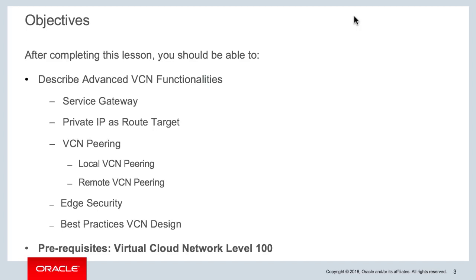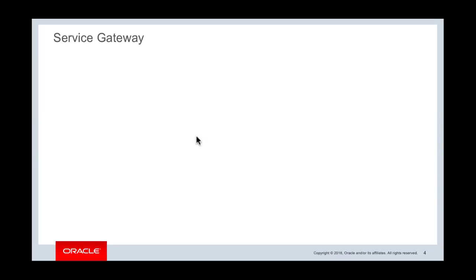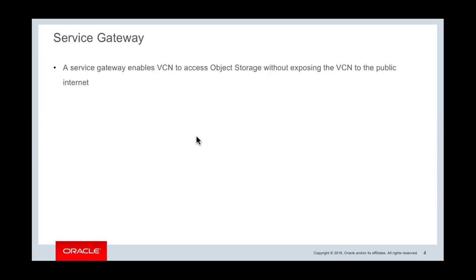At the end, we'll have two sections, one section on edge security and the other one on best practices of virtual cloud network. All right, so moving forward, a service gateway enables your virtual cloud network to access public Oracle Cloud Infrastructure services such as object storage, but without exposing the VCN to the public internet.